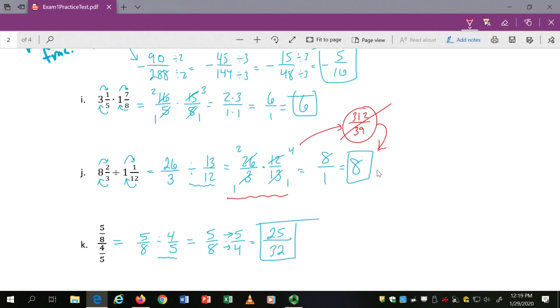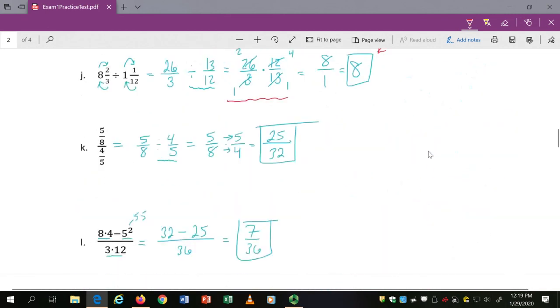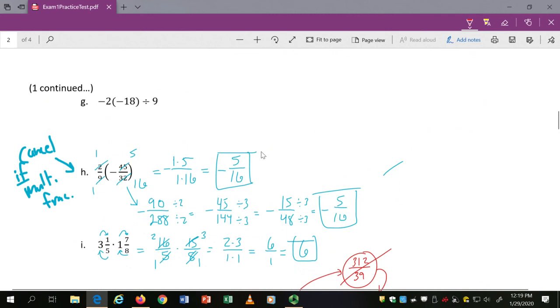All right. Anything else you want to take a look at from this section? Yeah, that one.